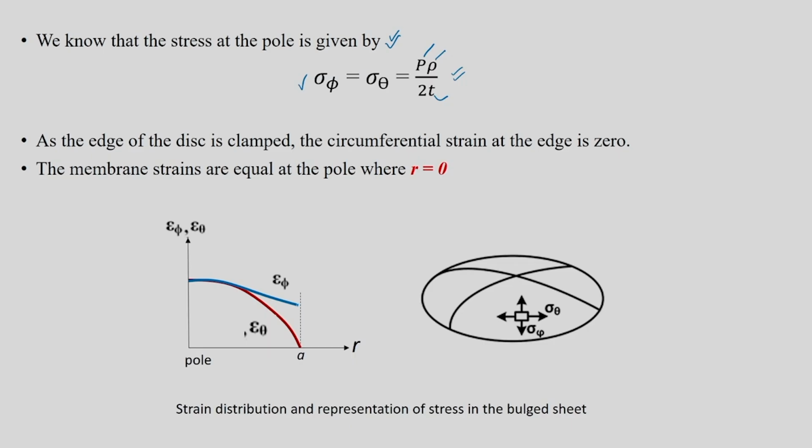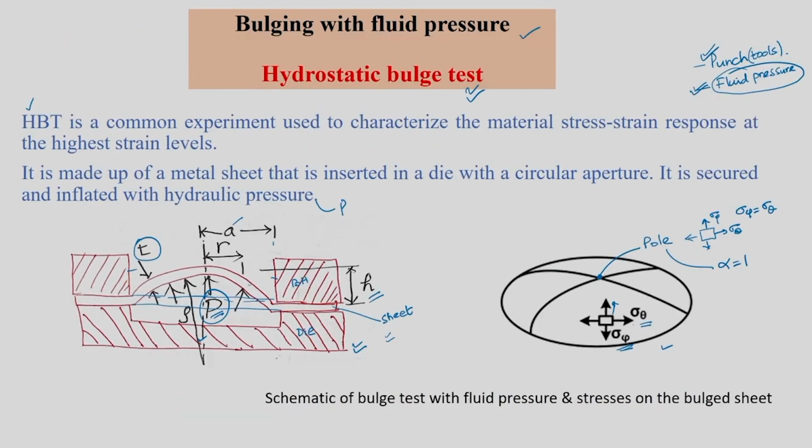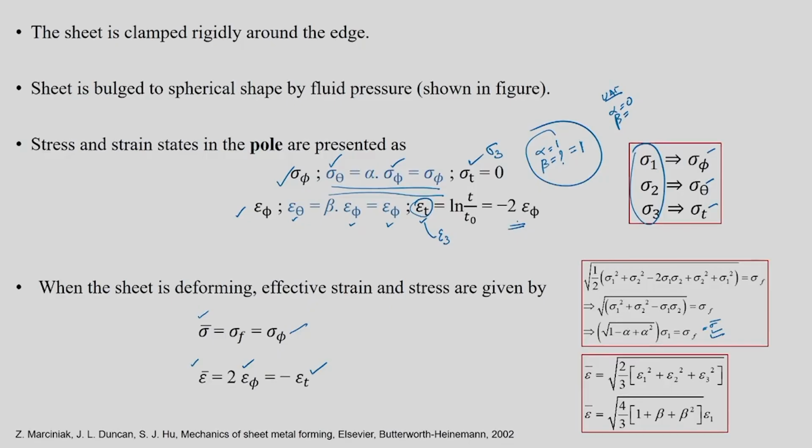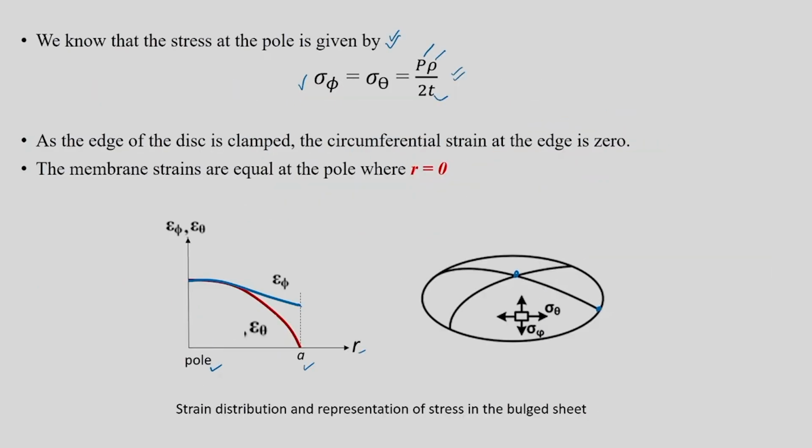we can also see how strain distribution is happening when you see the deformed sheet from the pole to A region along the radius. Pole means this is the pole, and A means the gripping region. So, from the pole to this A, from the gripping region, a distance A in the radial direction, we are going to see how strain distribution varies.